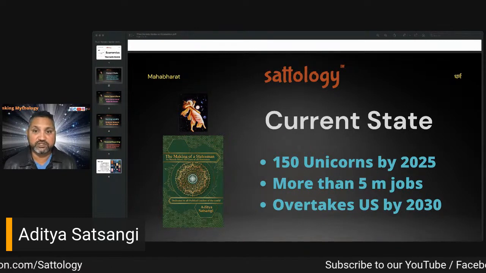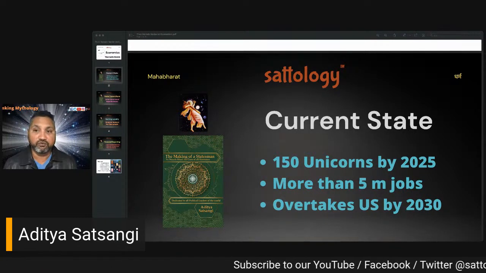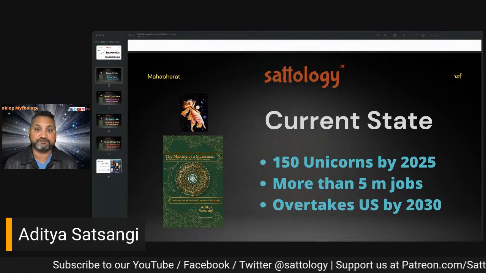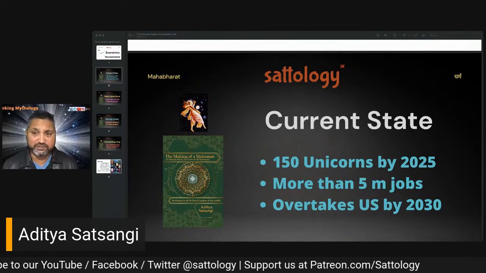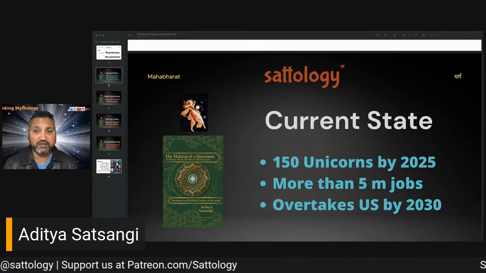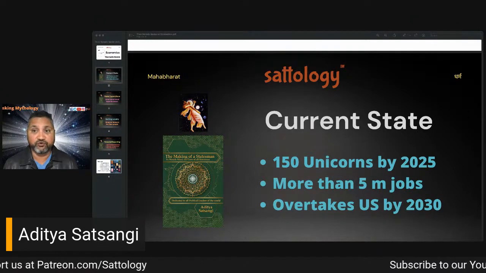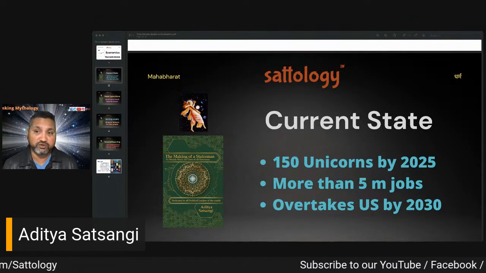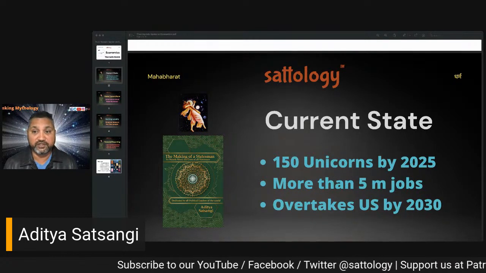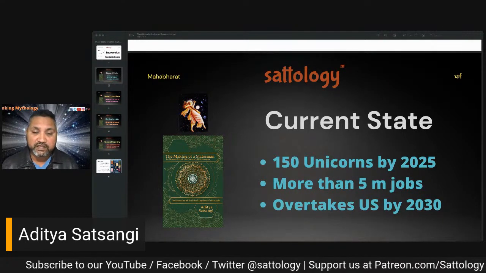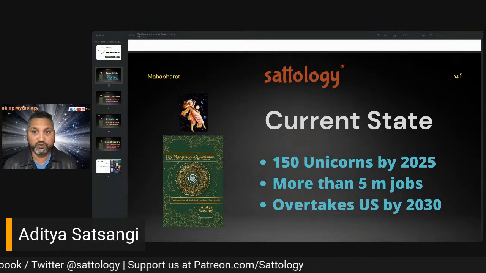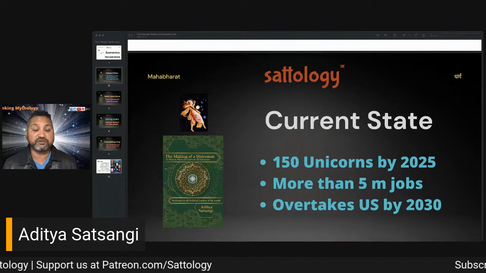So India's current growth is 150 unicorns. That means 150 billion-dollar firms are coming up in India by 2025. More than 5 million new jobs are coming. Even now it is almost 3 million. So by 2025, in the next 4 years, more than 5 million jobs will be created in India. And by 2030, India overtakes the US in terms of startups. So it's in the right direction.